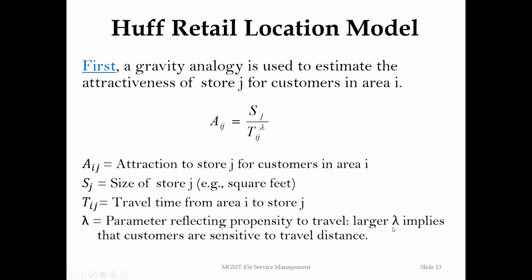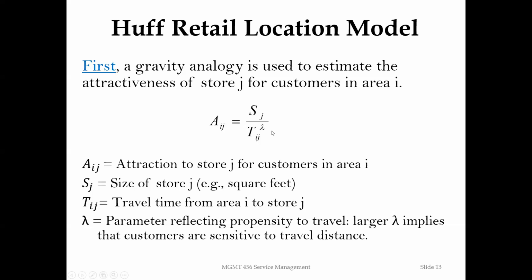Typically, a larger lambda implies that customers are sensitive to travel distance. A smaller lambda implies that customers are less sensitive to travel distance. The exact value to use for lambda depends on the nature of your store, so look at what type of product you're selling. For example, consider a convenience store. For convenience stores, of course, convenience is very important, so travel distance is very important. That's why for convenience stores we should use a larger lambda value, because people do value travel distance.